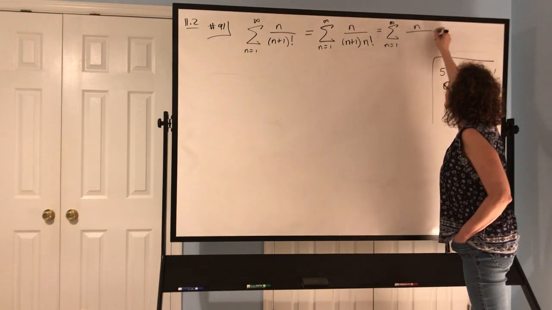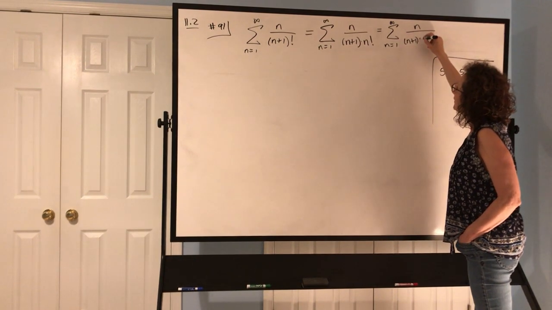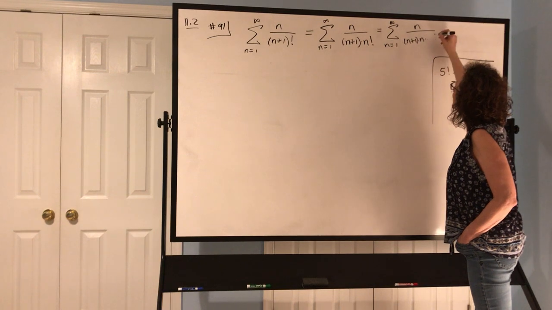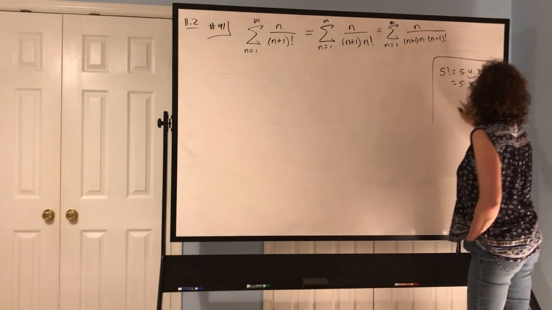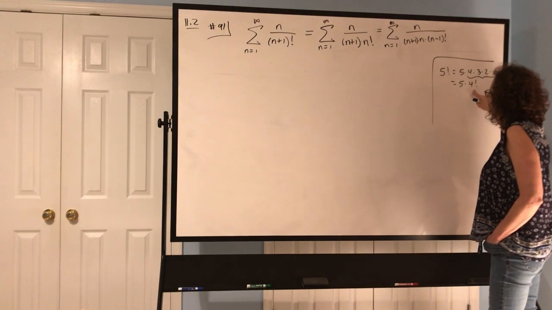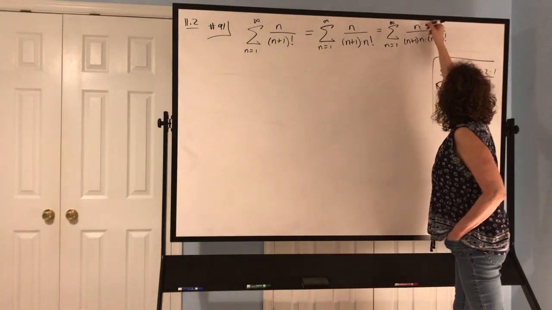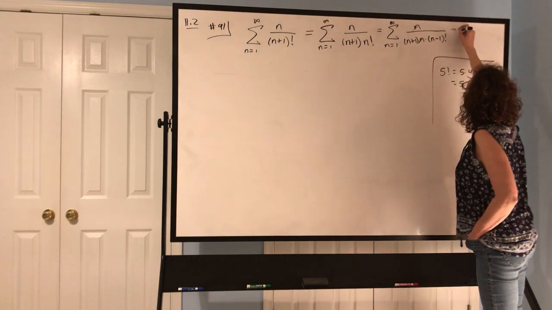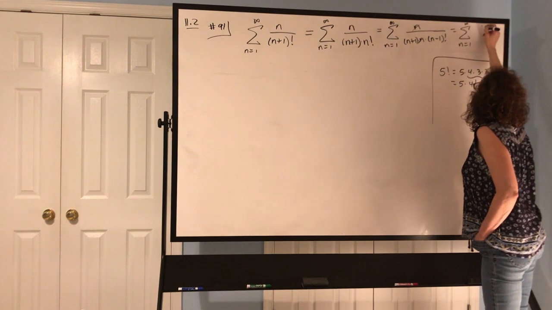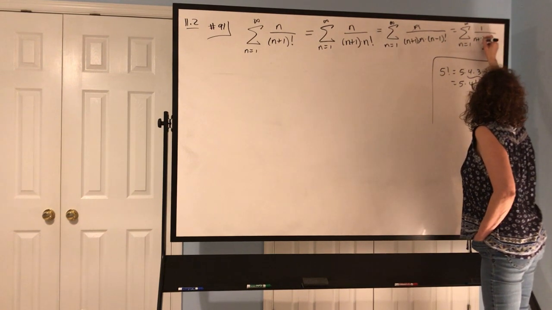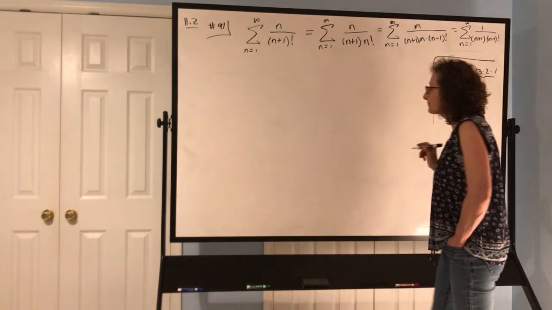So I got an n on top. I've got an n plus 1 here now. How can I write n factorial? Good. n times (n minus 1) factorial, right? 5 factorial is 5 times (5 minus 1) factorial. Another way to think about it. Good. So I could, if I wanted, cancel these two n's right here and say that this is the same thing as the sum n equals 1 to infinity of 1 over (n plus 1) times (n minus 1) factorial. Yes? Okay.